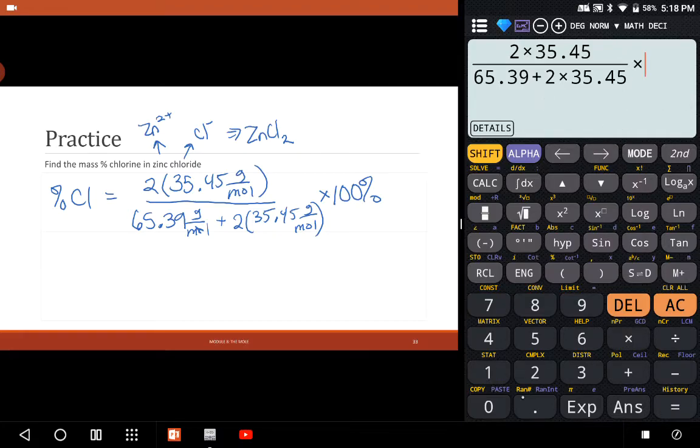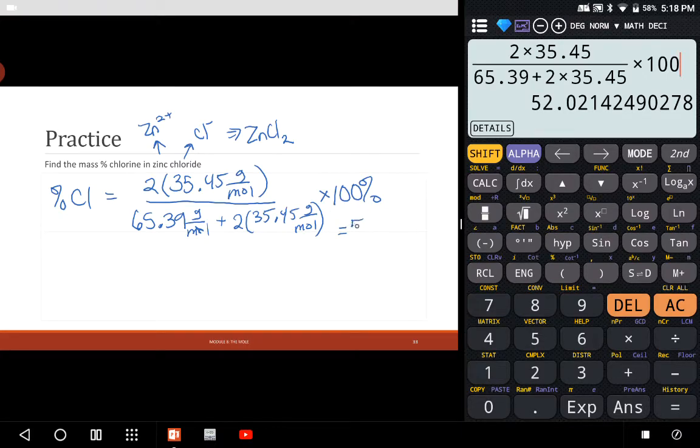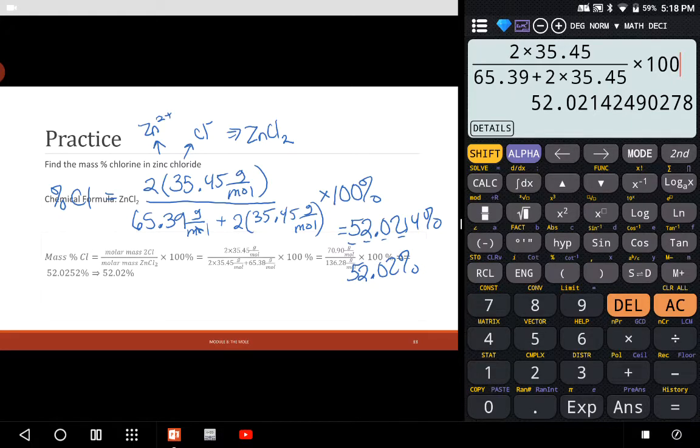It looks good. Multiply that by 100, and then that would end up 52.0214%. Everything here had 4 sig figs, and so even if this denominator added up to more than 100, the numerator would still have 4 sig figs, and so my answer would still have 4 sig figs. So I'm going to say 52.02% by mass chlorine. I could get more sig figs by using better periodic tables.